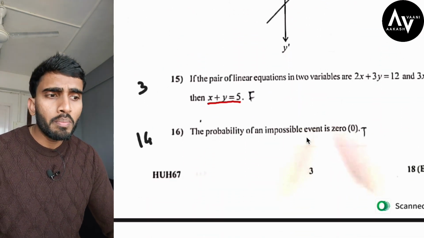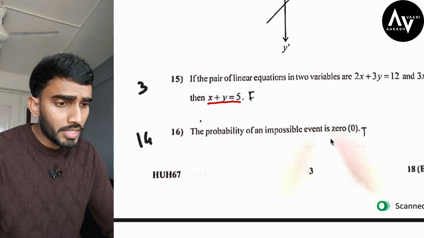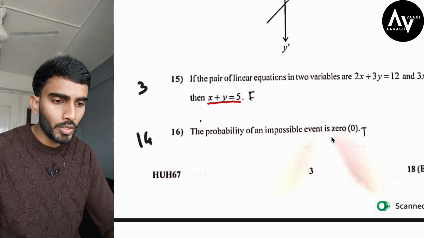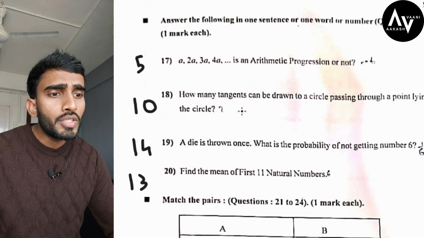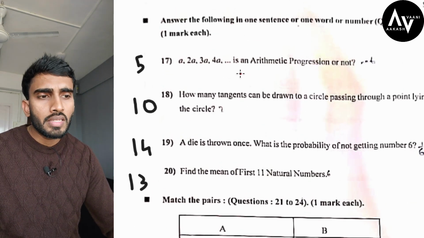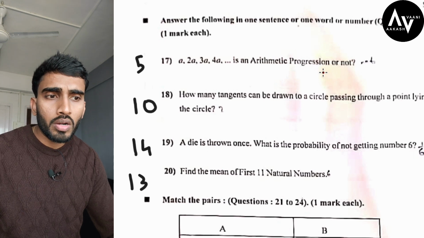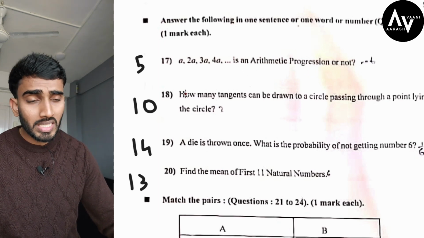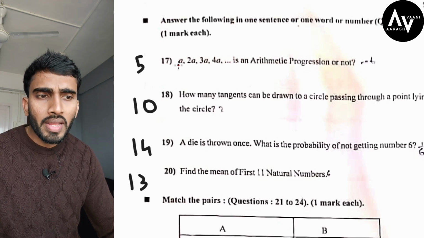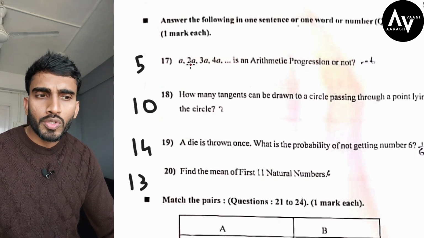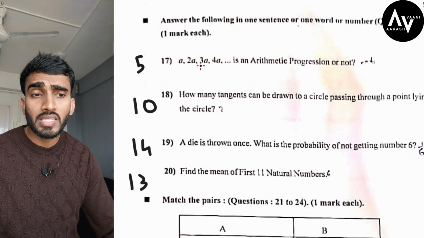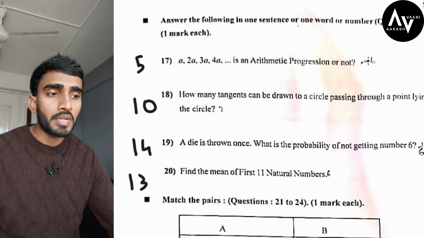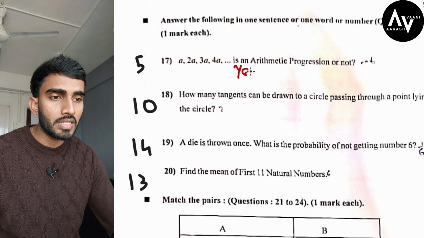The probability of an impossible event is 0. That's true. An impossible event is not going to occur, so the probability is 0. Next: a, 2a, 3a, 4a, is it an arithmetic progression or not? We can see that the differences are 2a minus a is a, 3a minus 2a is also a, 4a minus 3a is also a. As the common difference is the same, it is an arithmetic progression. So yes, it is an AP.